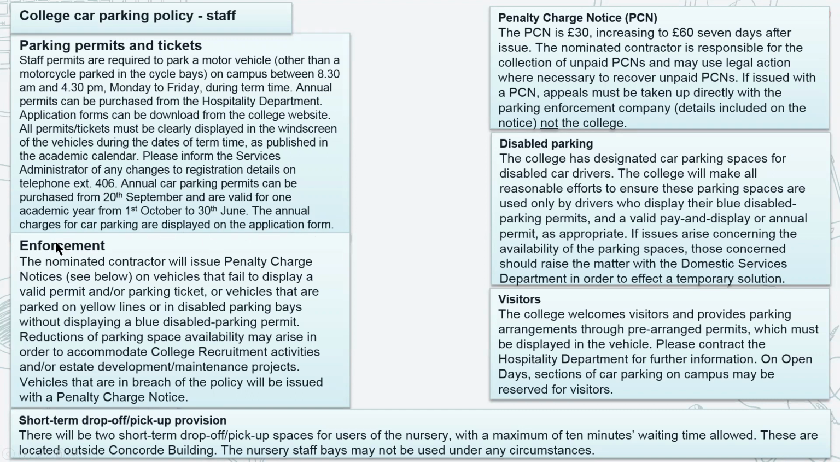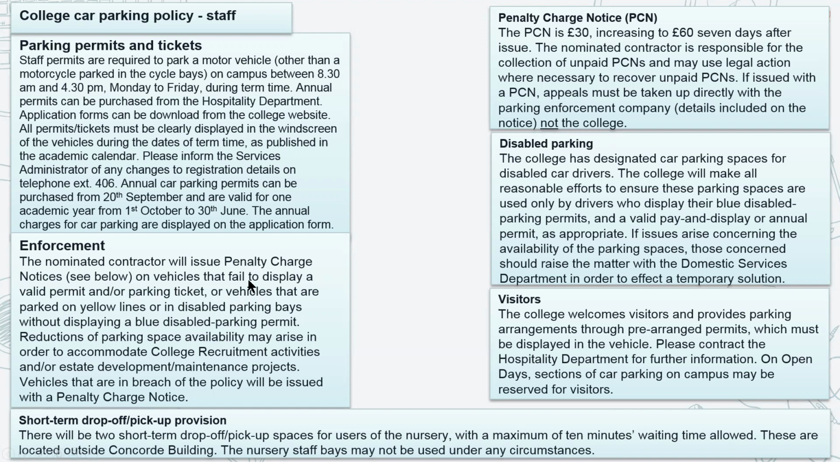Actually, the title of this paragraph gives me a clue, okay? The nominated contractor will issue penalty charge notices on vehicles that fail to display a valid permit and or parking ticket, or vehicles that are parked on yellow lines or in disabled parking bays without displaying a blue disabled parking permit. So this sentence is the answer. The nominated contractor. Okay, nominated contractor. This is the answer, because he will issue penalty charge notices.